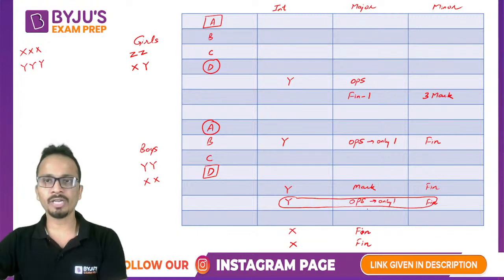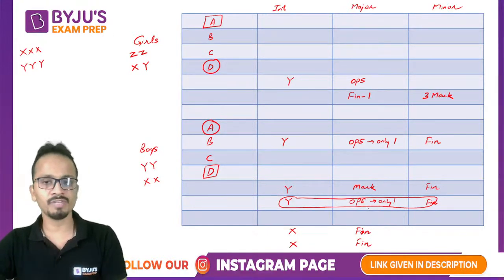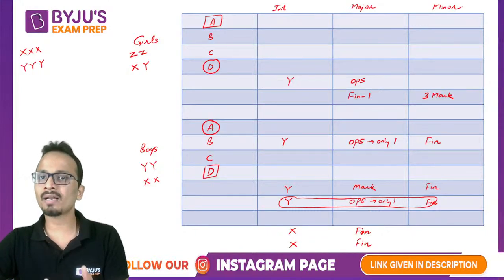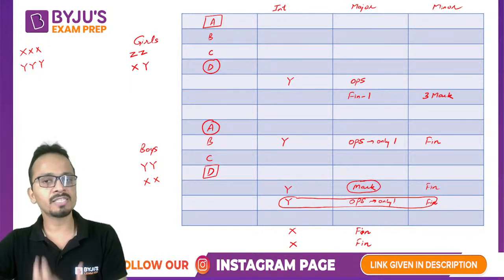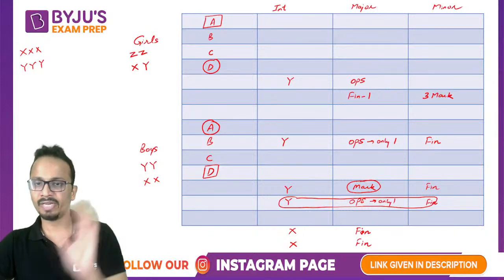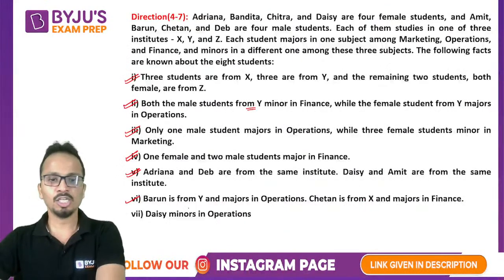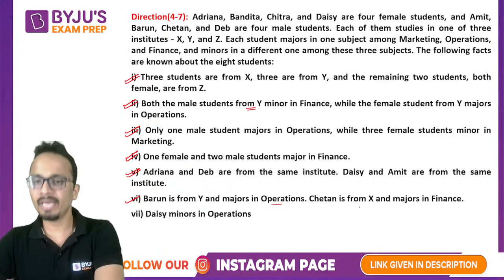Right? So operations, there was only one boy who can major in operations. This was given. There are 2 who are majors in finance. So the leftover person, this one, cannot be finance, cannot be operations. It has to be marketing. Okay, right. Let's move ahead. So Barun is from Y and majors in operations. I have done. Chetan is from X and majors in finance.